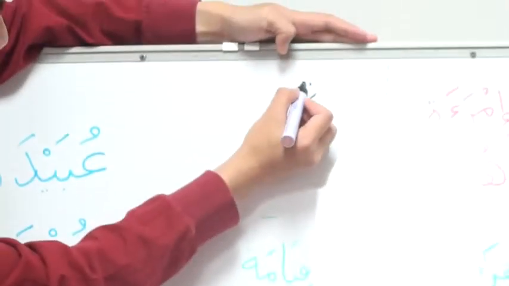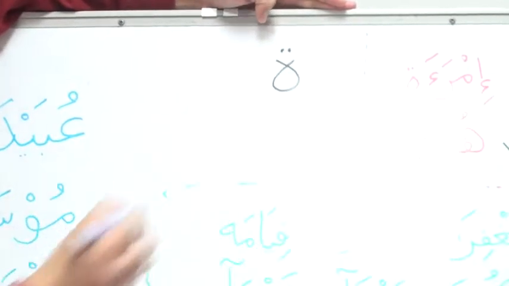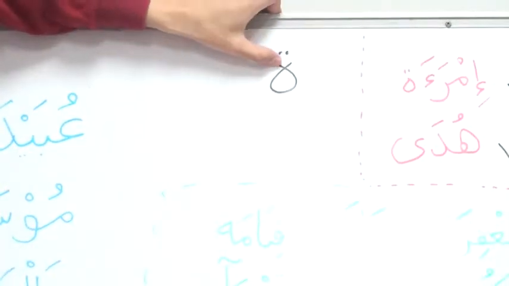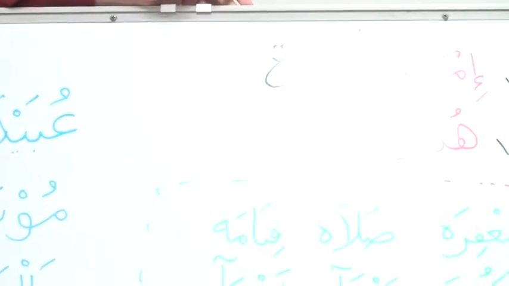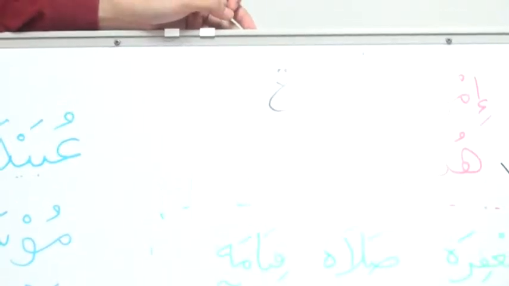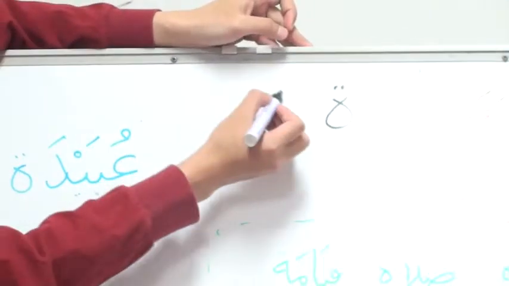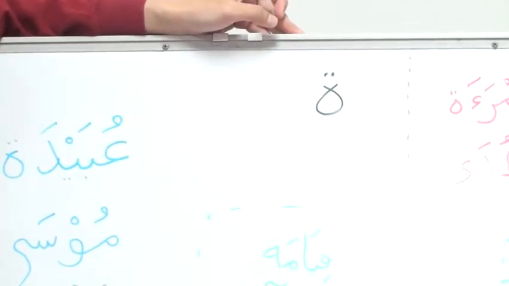too cute, right? Like Dumb Ways to Die. You know that? Okay, ta marbuta. And then this one is actually alif.